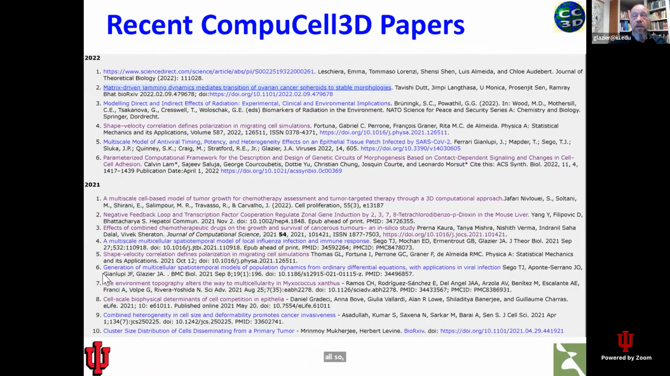So if we look at CC3D, here is a screenshot, probably a little bit out of date now, of some recent papers published using CompuCell. You see that there are quite a few papers related to cancer and other papers related to infectious diseases. There are a few papers related to basic biology and development. And so there are a variety of different applications that one can apply these methods to do.